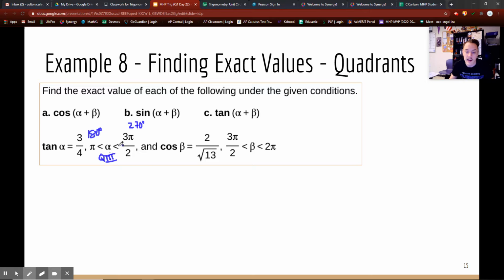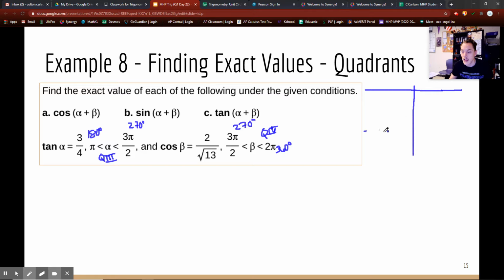And then 3 pi over 2 and then 2 pi. Well, that's going to be quadrant 4. Okay, that's the border because this is 270 and this is 360. So I have quadrant 3 and I have quadrant 4. So I'm going to write that off to the side. So quadrant 3, quadrant 4.